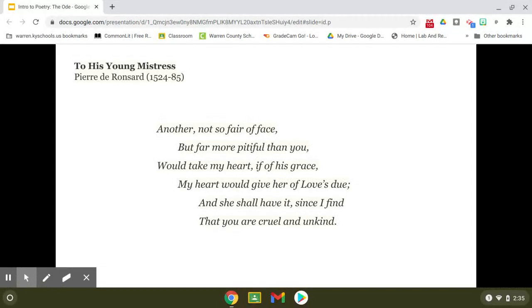Another, not so fair of face, but far more pitiful than you, would take my heart if of his grace my heart would give her of love's due. And she shall have it, since I find that you are cruel and unkind.